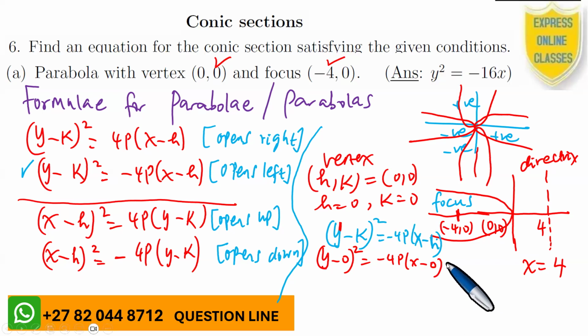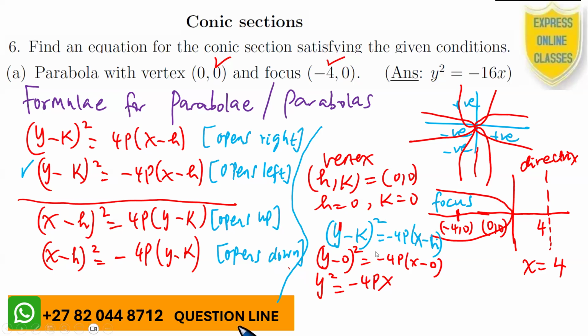So let us reason and think about this. Because we need to get the equation, we just need to get the value of p. That is all. But to get the value of p, there are a couple of things we can do. Because this one is y squared equals minus 4px.